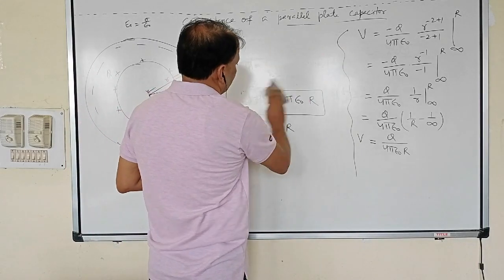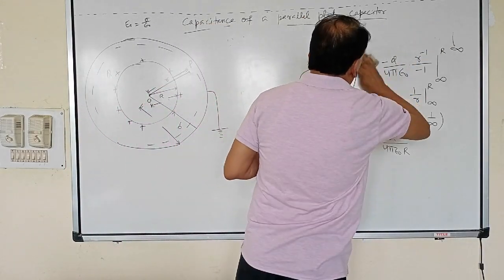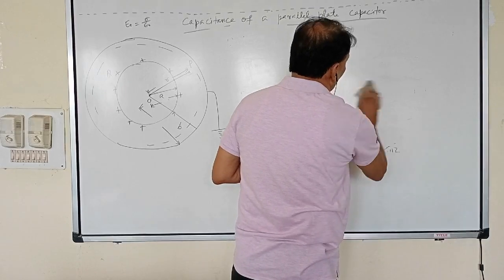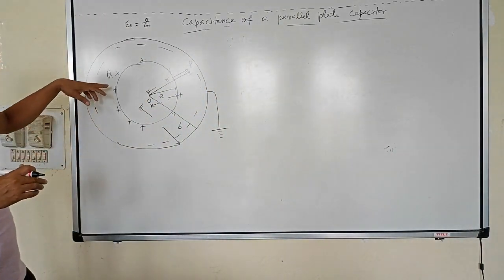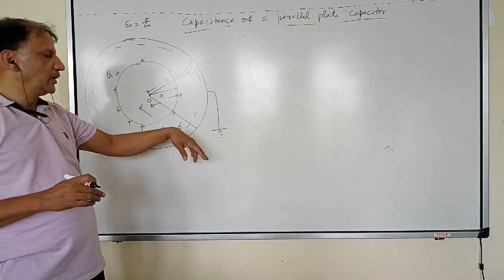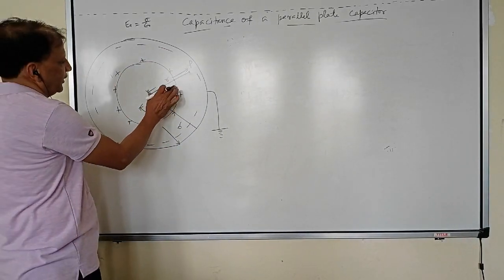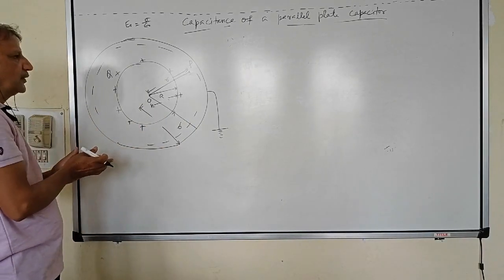If there are two plates, as I have drawn on the board, one is positive and another negative. This is Earth. Let us suppose the inner radius is A and the outer one has radius B. So what do you have to do in order to find the capacitance?